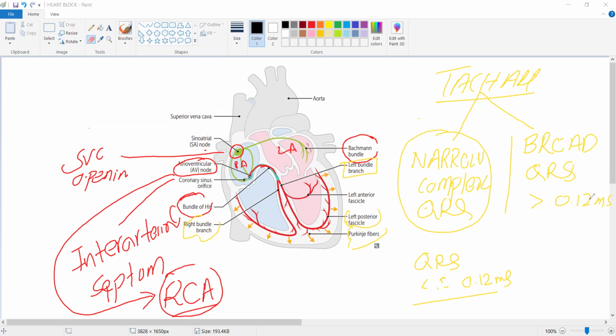Okay. So in narrow complex tachycardia, the pathology lies above the AV node. So the narrow complex tachycardia pathologies lie within the AV node or above the AV node, right?